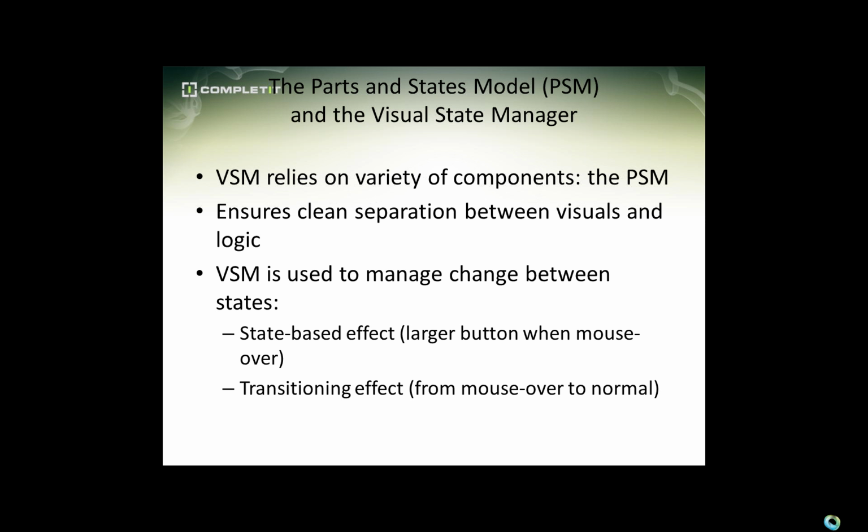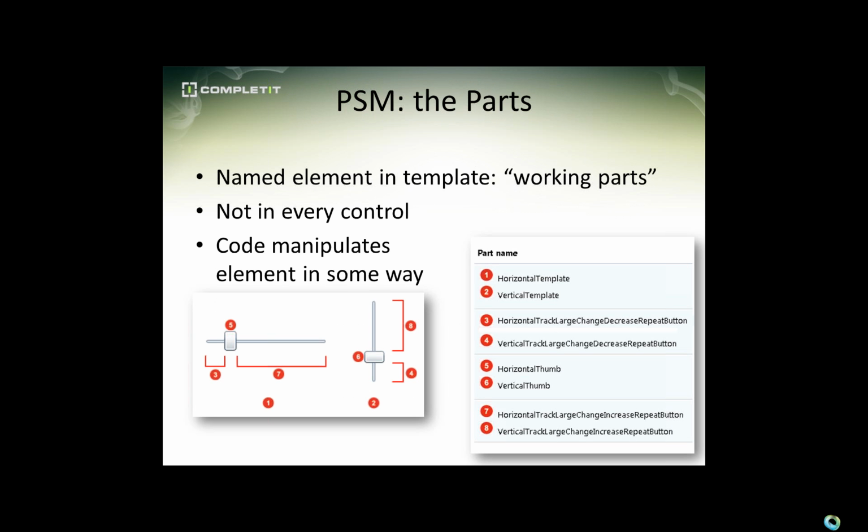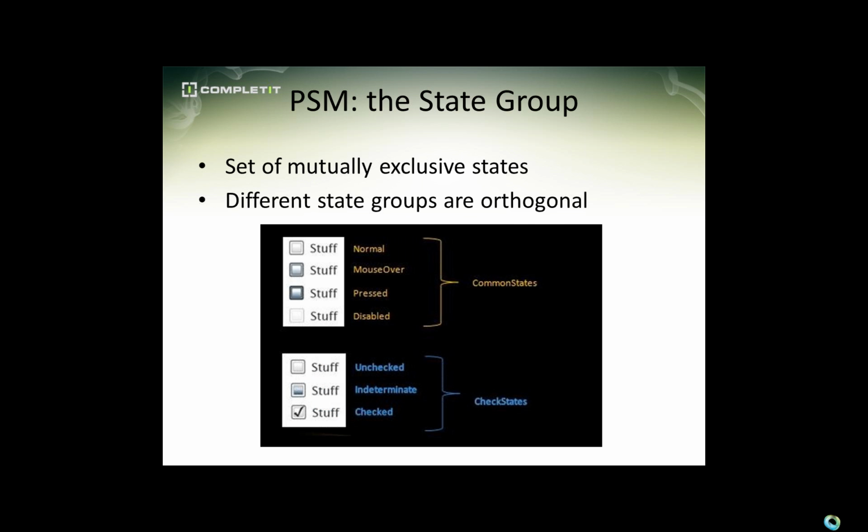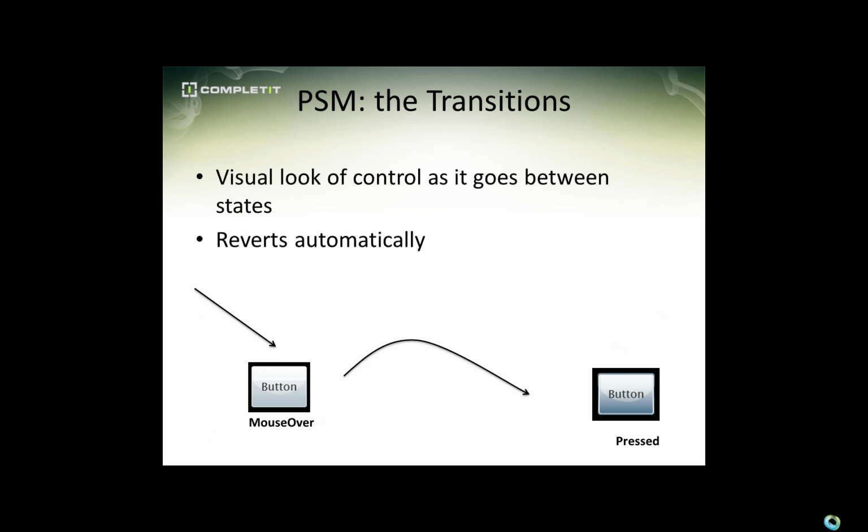So that I have in a few slides here, so let's quickly go over them. So the parts are the moving elements of a control, the working parts. The states are, well, the different states a control can be in, and I can define a visual look for each of these states. And they are managed by the Visual State Manager. They are also in groups. I'm going to skip that. And between states, we can define transitions.